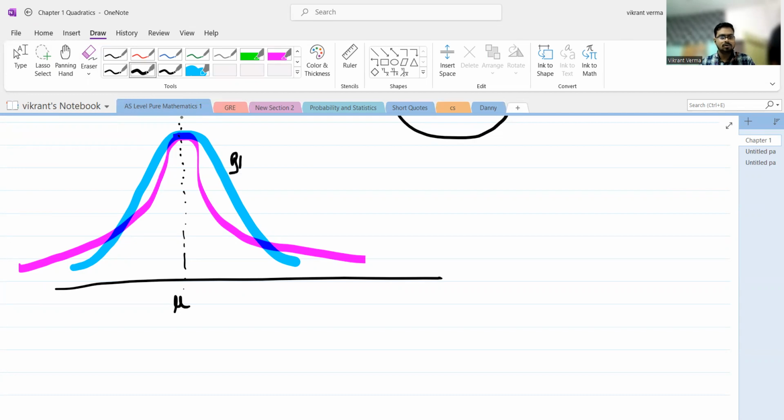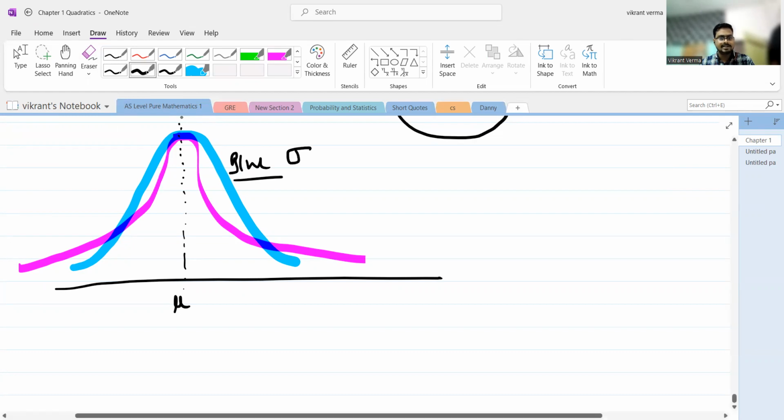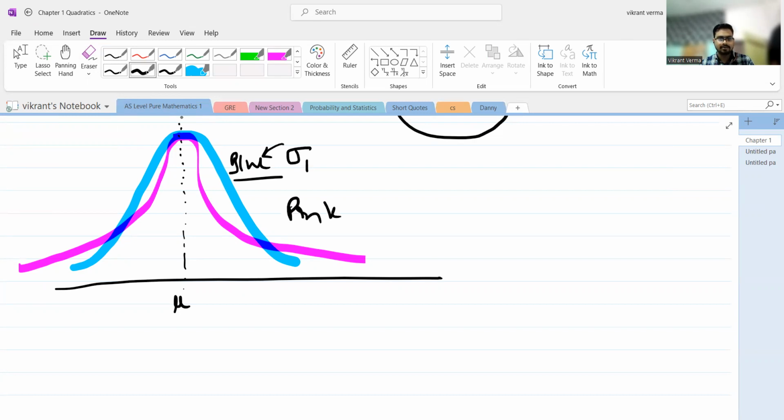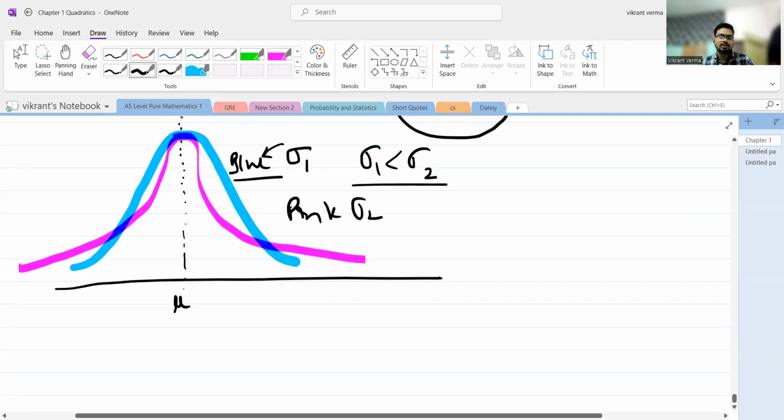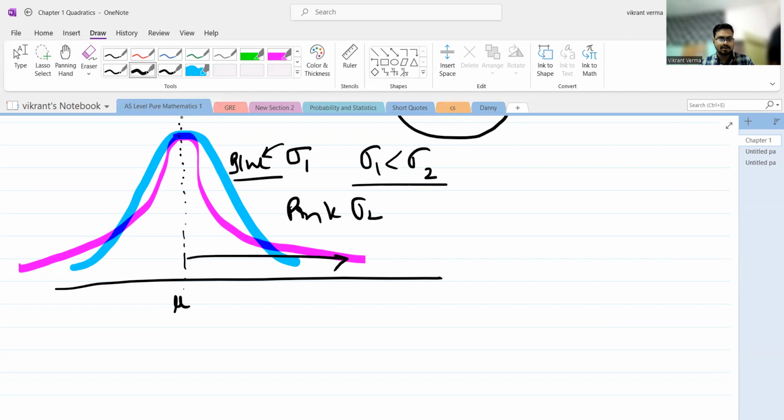But for the blue curve, the standard deviation sigma is less. If I denote sigma 1 for blue and sigma 2 for pink, then from the graph it is clear that although the mean for both curves is the same, since sigma 1 is less than sigma 2, the standard deviation for the blue curve is less as compared to that of pink. The data deviates till this distance for pink, but for the blue curve it is only till this distance, because this curve will actually die out here.